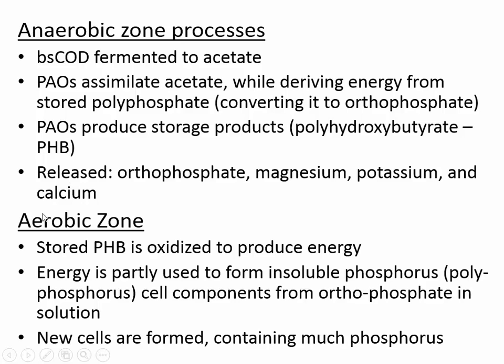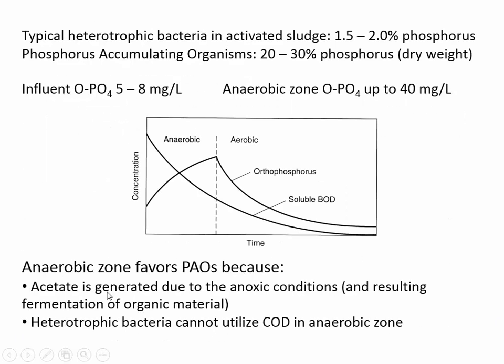And then in the aerobic zone, they're using their stored energy, because remember, they can't just use the normal COD in the aeration basin. In the aeration basin, they're being outcompeted, and so they have to use their stored energy, and then they are taking up orthophosphate to form insoluble phosphorus in their cell components. So new cells are formed, and there's a lot of phosphorus in those new cells.